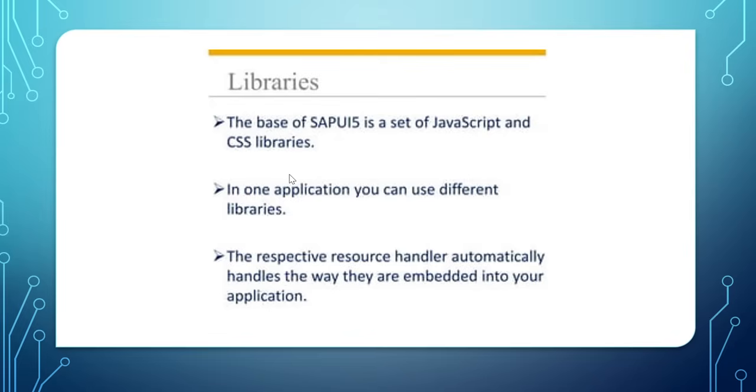Next, the libraries. The basic library structure is the base of the SAP libraries, in JavaScript and also CSS libraries. Here we have many libraries: sap.m, sap.ui.layout. Based on your requirement, if it is a form, then sap.ui.form. We have all these library structures as an API, and based on your screen, you can load those libraries in our index file.